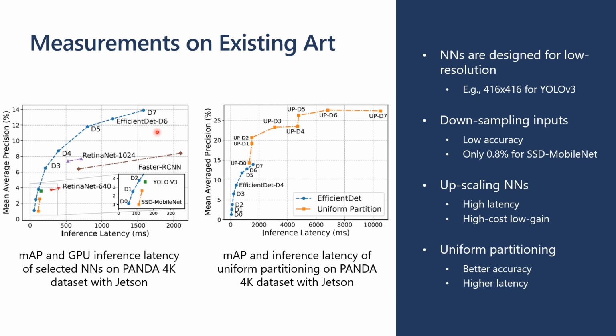Recently, people are also seeking to use uniform partitioning. It divides the image into equal pieces and processes each piece using the same model. As shown here, the uniform partition results in better accuracy but even higher latency.